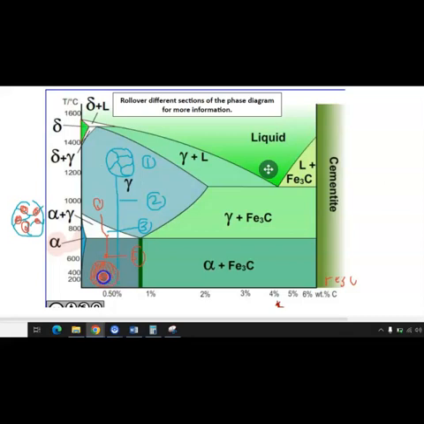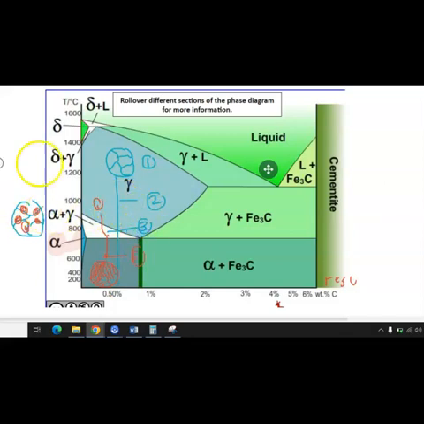Where you will have a white cementite inside, and you have the black austenite. And the whole stuff, we call this one pearlite. Pearlite is a fingerprint structure. Happy with that?